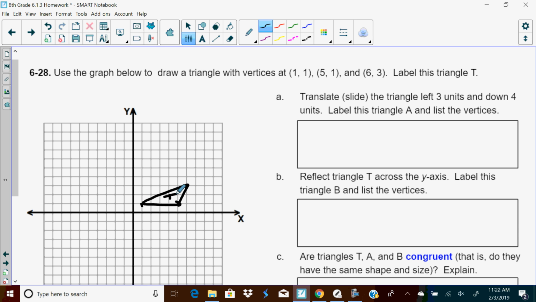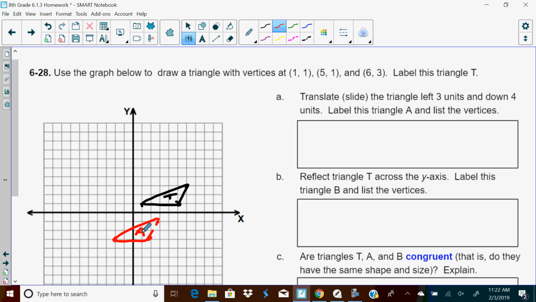is right there. So then it says translate or slide the triangle 3 units to the left and 4 units down. Label this triangle A and list the vertices. So you take each point and move it 3 left and 4 down. Start with this one, 1, 2, 3, 1, 2, 3, 4. So this is triangle A.